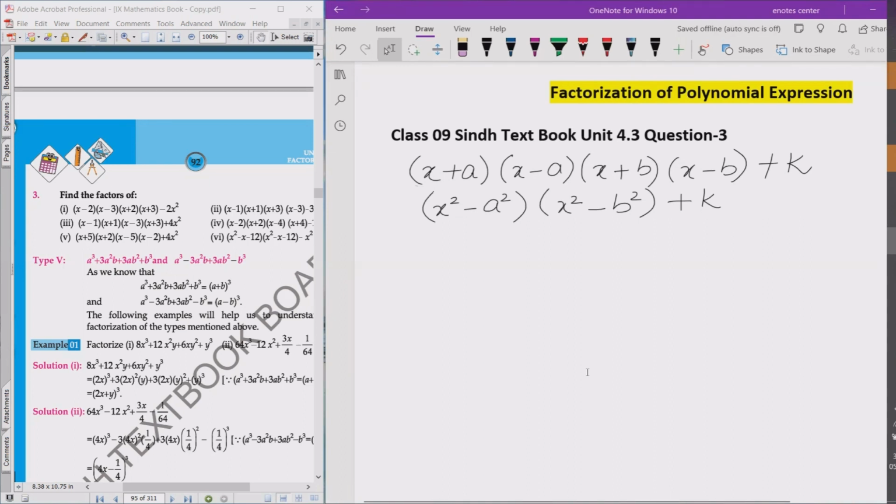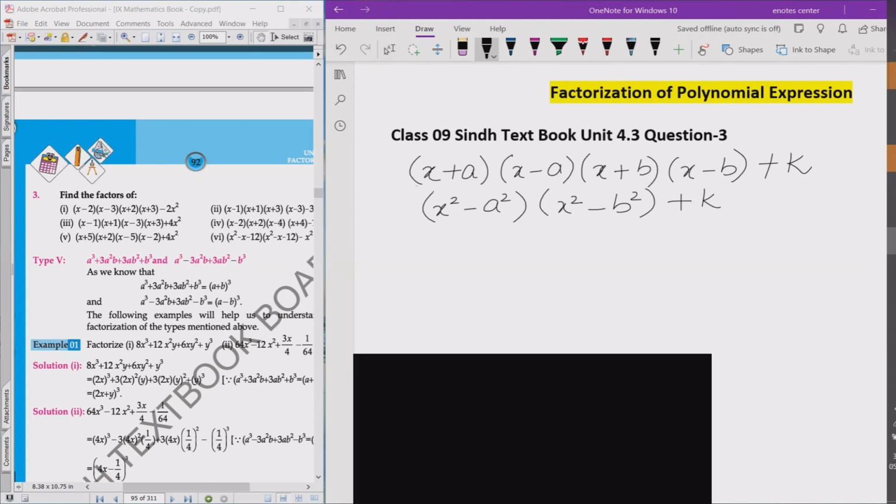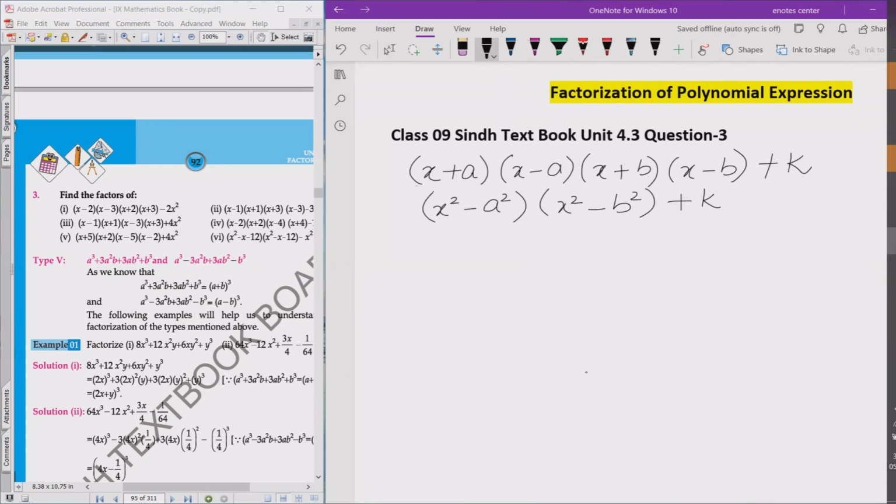Today we will learn about the factorization of polynomial expressions of another type. This type is related to multiplying a few factor expressions like x plus a, x minus b and x plus b and x minus d. So we have to make a formula of x square minus a square and x square minus b square plus k formula. So here we will follow.